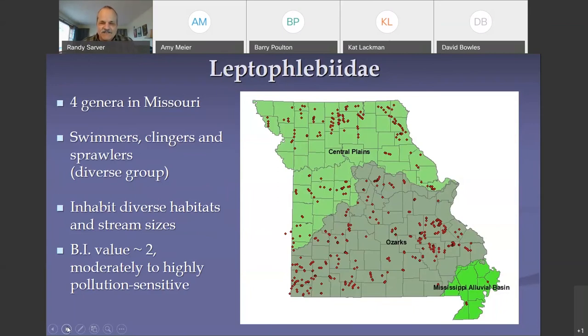And if you look at the distribution map, you can see that at the family level, they're spread all across Missouri. Some of the genera and some of the species here are really well adapted to really small streams, streams that dry out, little headwater streams. Others are found in larger rivers, medium-sized streams. Next.